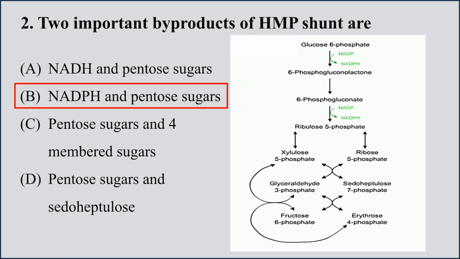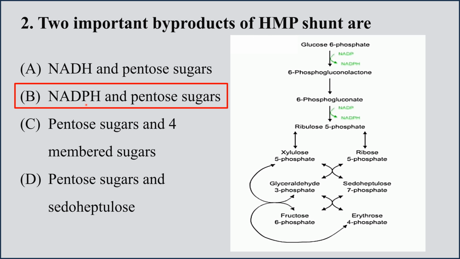In the pentose phosphate pathway, all these options are correct, except for option A, in which there is NADH. There is no NADH production in pentose phosphate pathway. But all these other products are formed in the pentose phosphate pathway. But the right option is B, NADPH and pentose sugars, because these are the important products that have a significance.